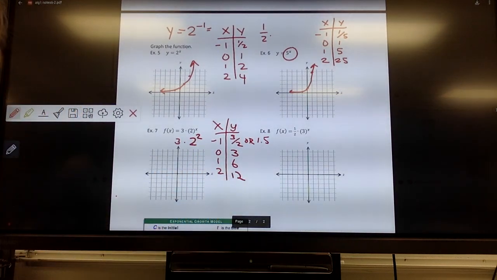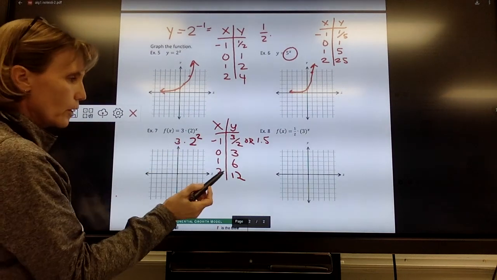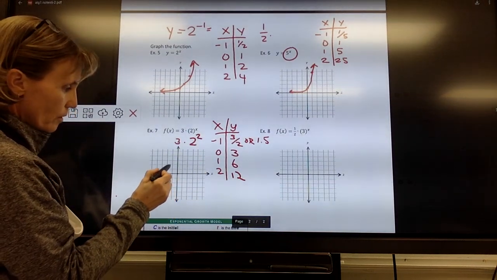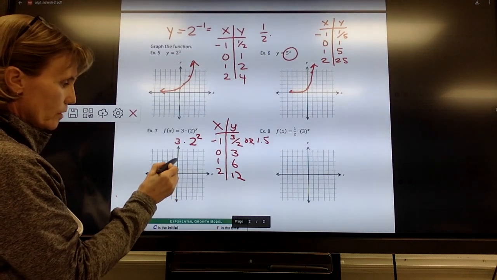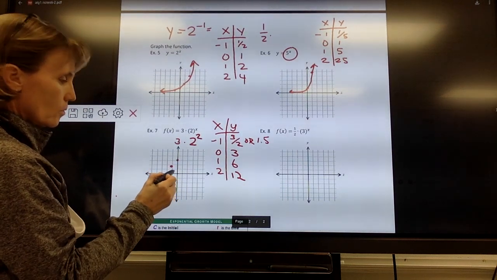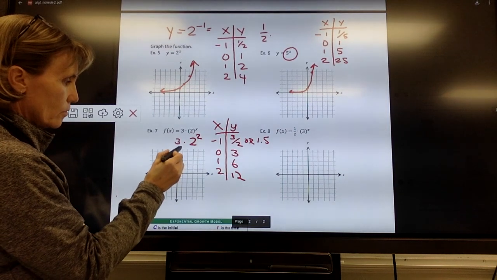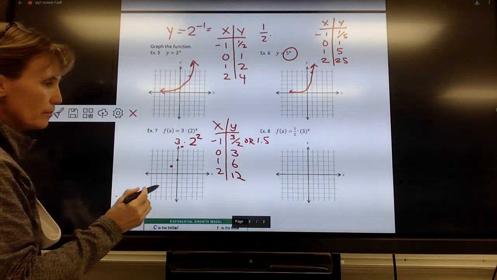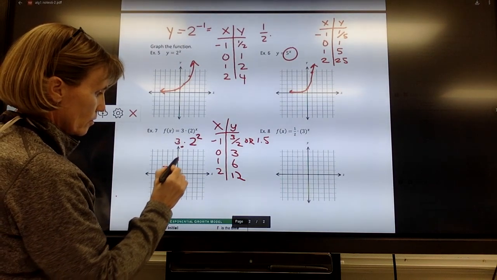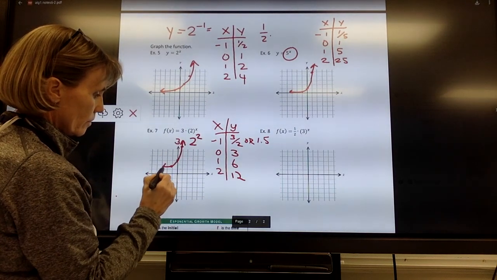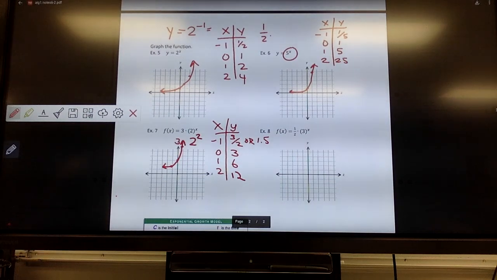And again, 12 is going to go off my graph, so I'm going to rely on the other points. So negative 1, I'm going to be up at 1.5. 0, 3. 1, 6, about right here. Okay, so I'm going to make a curve like that. Okay, and there's my graph.